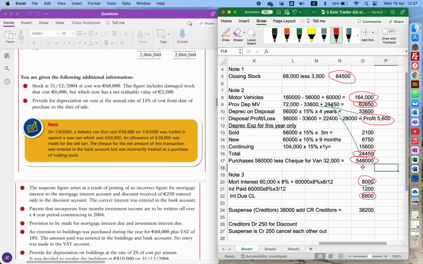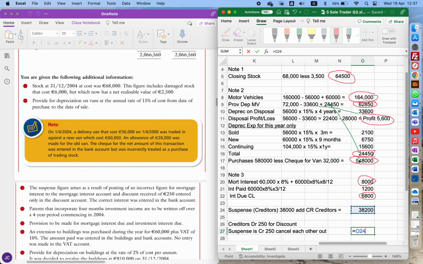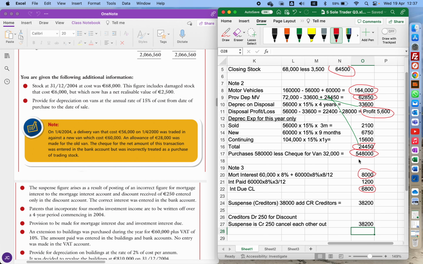So just back to finish this up here now. So we have those cancel each other out. So therefore, the figure that I had for creditors earlier on stays at 38.2. Okay, and I'm just going to circle that.